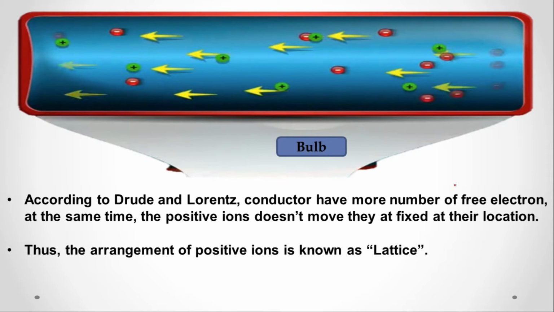Due to that, we only talk about the flow of electrons inside a conductor, because positive ions don't move inside a conductor. They are fixed at that position. Thus, the arrangement of positive ions is known as a lattice.